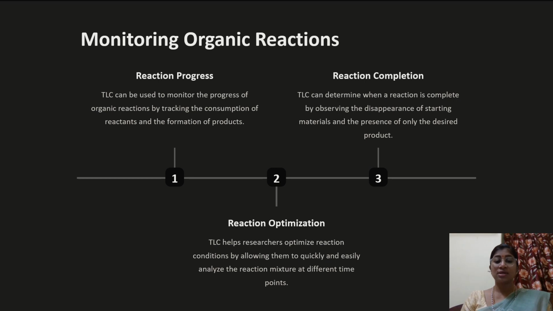Monitoring organic reactions: reaction progress, reaction optimization, then reaction completion. TLC can be used to monitor the progress of organic reactions by tracking the consumption of reactants and the formation of products. TLC helps researchers to optimize reaction conditions by allowing them to quickly and easily analyze the reaction mixture at different time points. TLC can determine when a reaction is complete by observing the disappearance of starting materials and the presence of only the desired product.